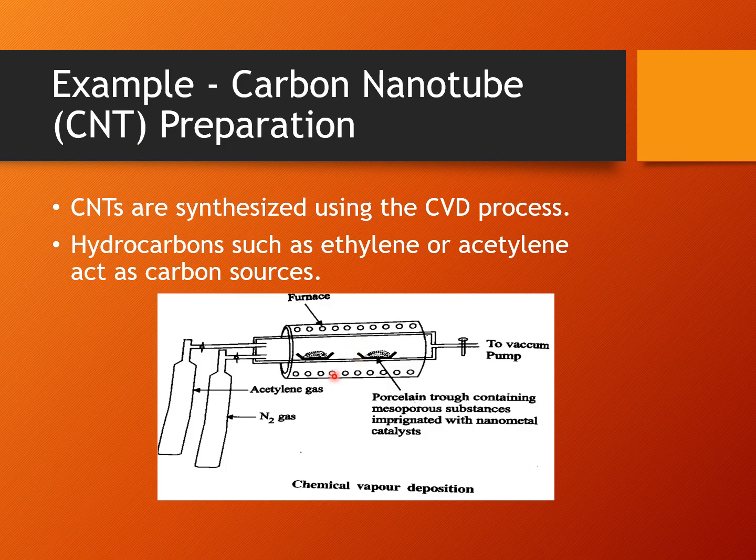And this is a furnace. The furnace is used for heating, which maintains 1000 degrees Celsius. Inside this furnace, the quartz tube is inserted. The quartz tube contains the nanocatalyst. The nanocatalyst is supported on quartz or silica material. So this is the diagrammatic representation of the CVD process.